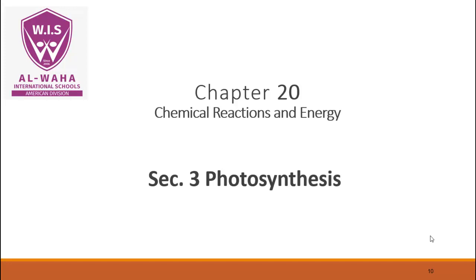Today we will continue chapter 20, the chemical reactions and energy, and section 3, photosynthesis process. First, you must know that all organisms need energy to survive, and the main source of energy for Earth is the sun. And sun energy must be captured as a chemical energy so that living things can use it. So, the main source of energy for Earth is the sun.